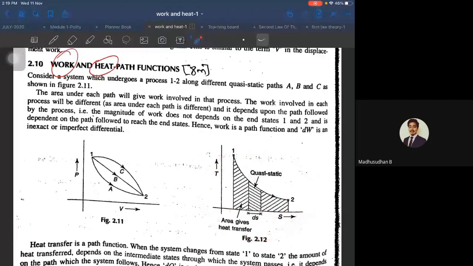If you want to calculate the area, definitely you require a path. You cannot calculate with a point, right? A point cannot give you an area. So that's why these two functions are path functions, which can be asked in the examinations in module number 2, to justify how work and heat are path functions. You can explain the same thing with these figures here.